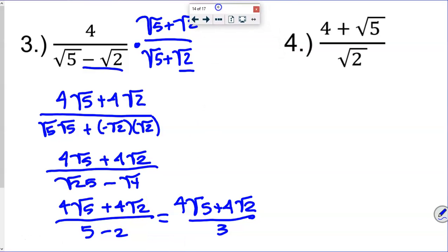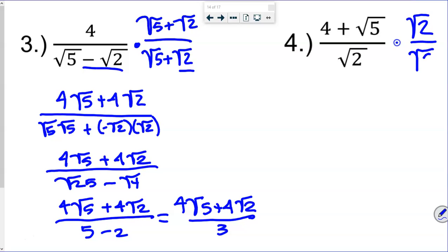Let me put this somewhere where it's out of the way. Up there. Okay. So now this next one's a little easier, right? Because we're going to just multiply top and bottom by the square root of 2 over the square root of 2, right? The radical. So that's going to be 4 square root of 2. Multiply that plus the square root of 5 times the square root of 2.